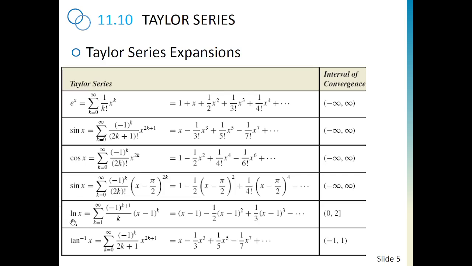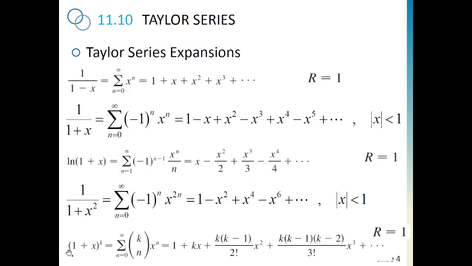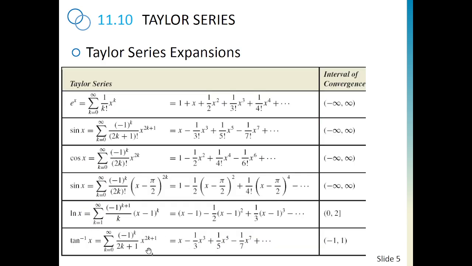Log x, we already saw log(1 + x), so we replace x by x minus 1 and then we get this simply. Tan inverse, as we said, we can integrate this series here and we get tan inverse. So the function is here and its power series, now called Taylor series. Now again, here the center is 0, so we can even say this is a Maclaurin series for tan inverse. So this is just introducing new names for the things that we already know.